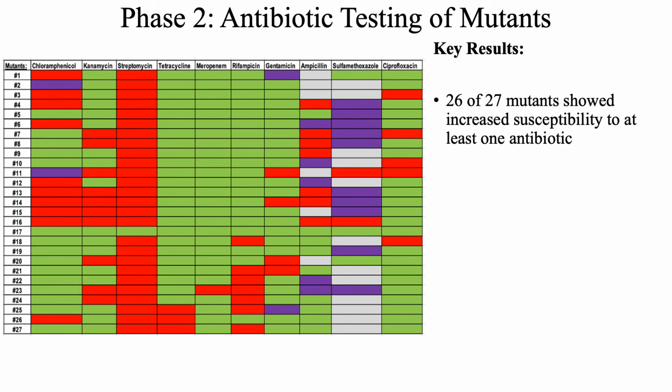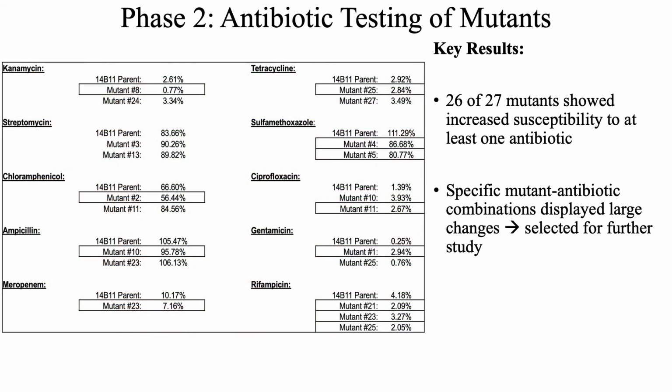Some of the key results are that 26 of the 27 mutants showed increased susceptibility to at least one antibiotic tested. Certain specific mutant antibiotic combinations also displayed very large changes, and these were selected for further study. These were broken down into antibiotic class, which was inferred from the previous graph.